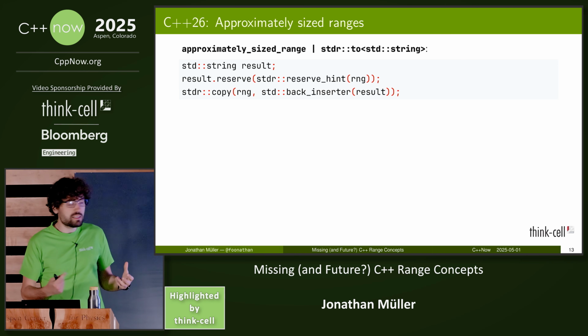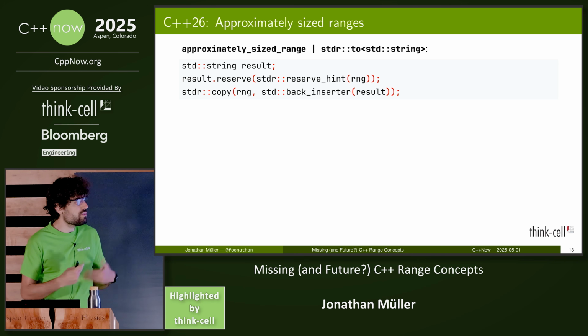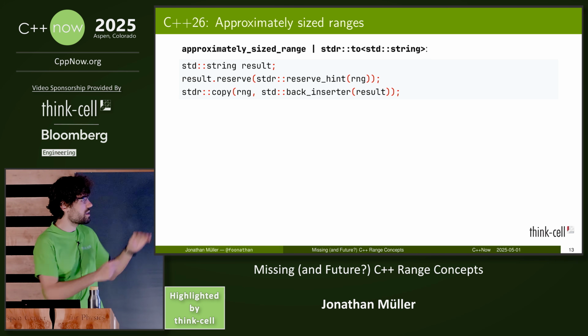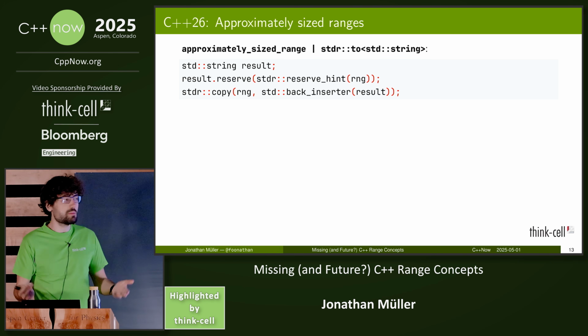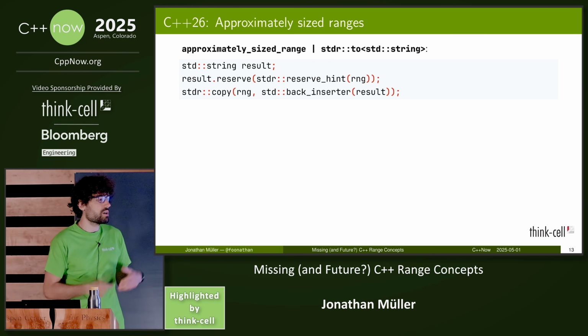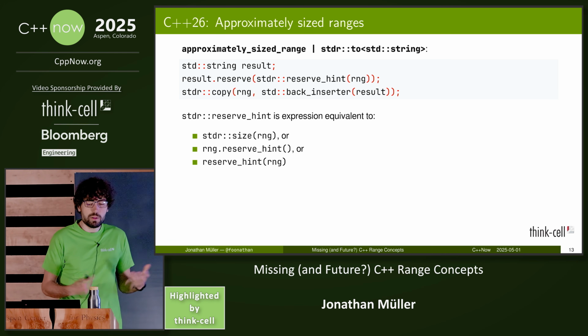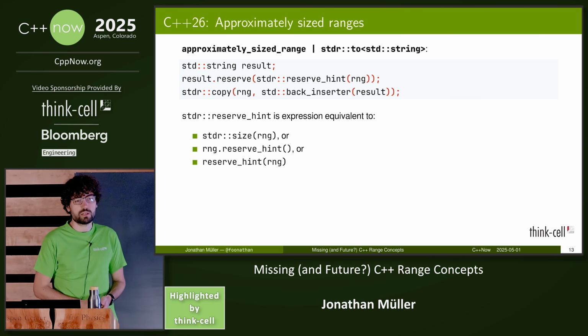And so C++26 adds a new concept to capture that, an approximately sized range. If you're an approximately sized range, you have this reserve_hint function. It's a bit unfortunate that the name doesn't reflect the concept, but the idea is that reserve_hint gives you the approximate size that you can use for reserve. And so you can reserve the approximate size and copy it over. The implementation is an expression equivalent to calling size, or the reserve_hint member function, or the ADL thing.